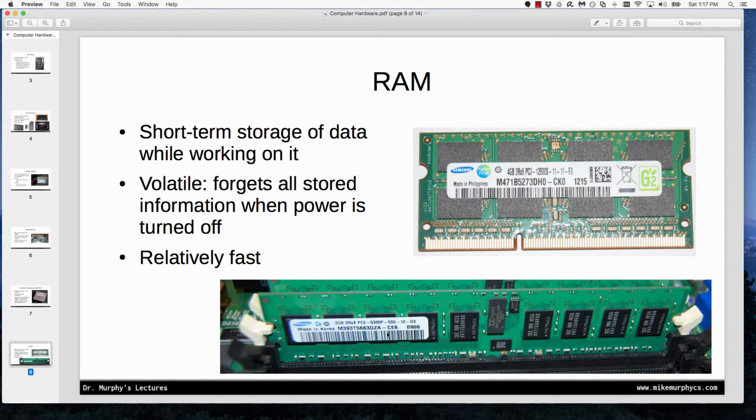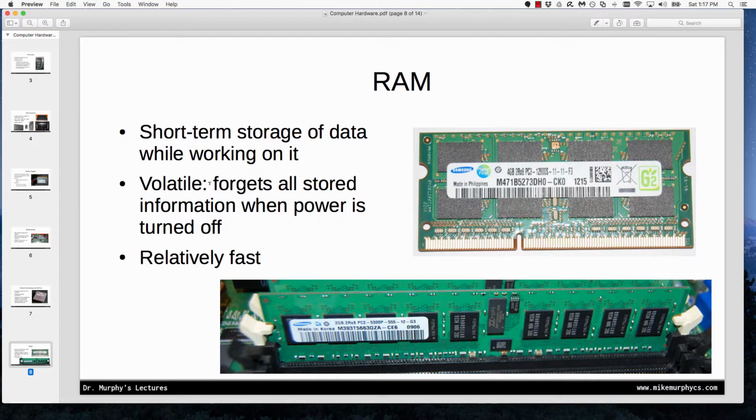Speaking of RAM, this is what RAM looks like. There's many different sizes and speeds of RAM. So if you're going to buy RAM for your computer, you're going to want to make sure that your motherboard supports it. RAM is short-term data storage. So I mentioned earlier that this is volatile, meaning that when the power is turned off, everything that's in it dissipates and it forgets what was stored.